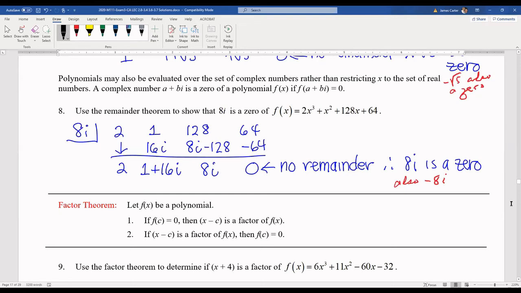In this case, those two factors would be written as x minus 8i, x plus 8i. It's supposed to be an 8.